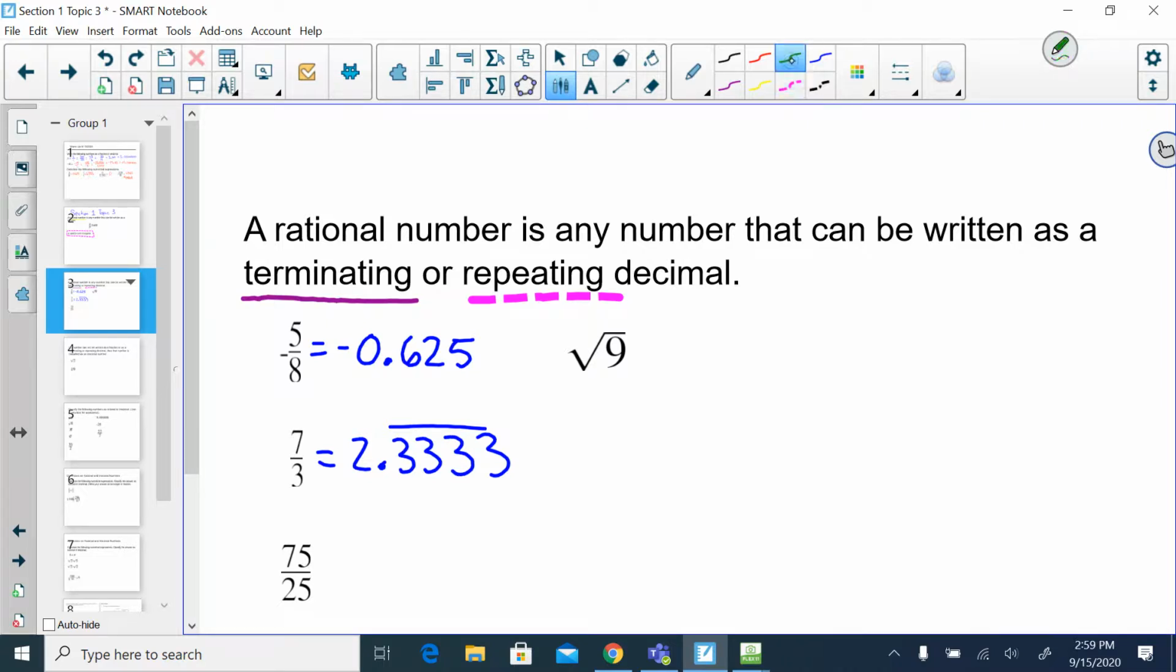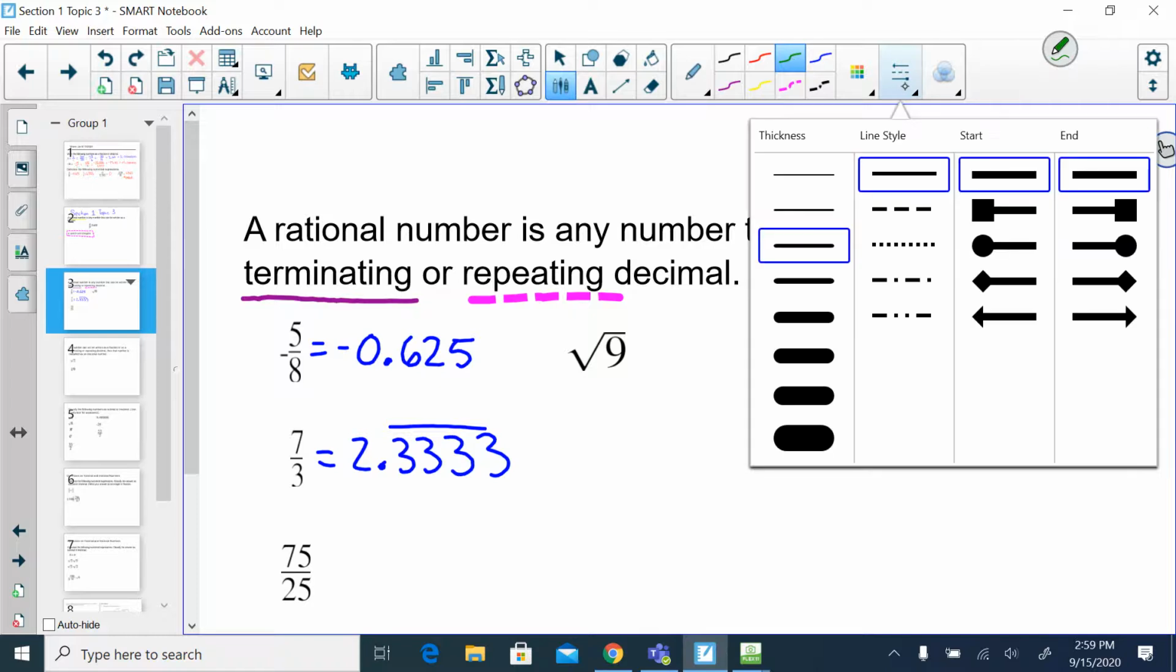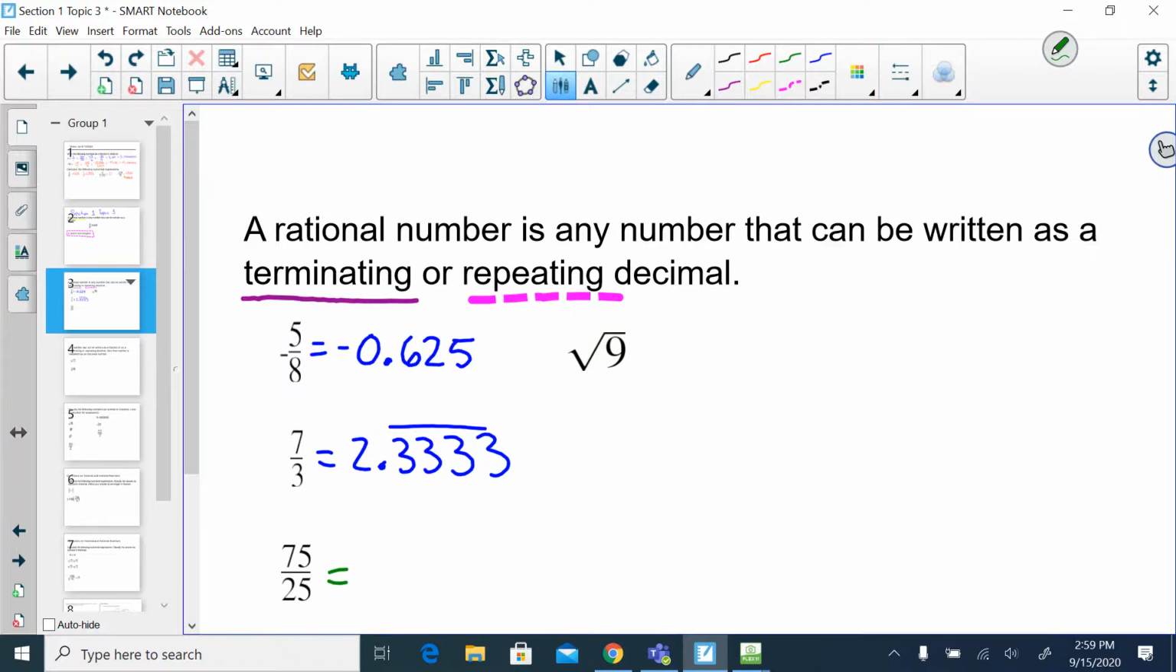75/25. That is equal to 3. Okay. Square root of 9, that's also equal to 3 as well. So with the 3, you can write 3 as a fraction because 3, like in the warm-up, can be written as 3/1. So these are all examples of rational numbers. Okay, these are all examples of rational numbers.